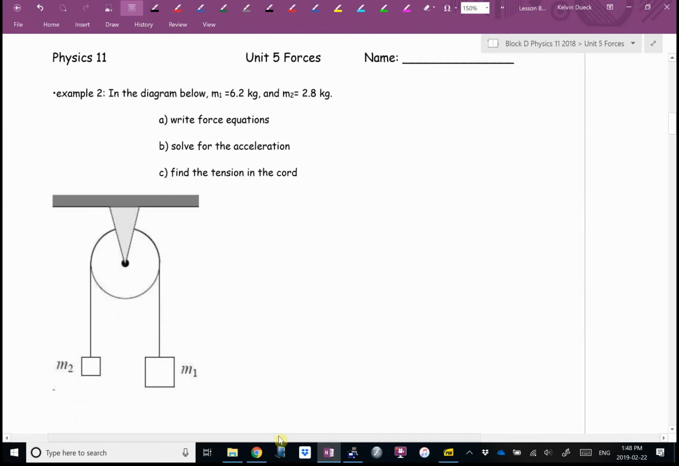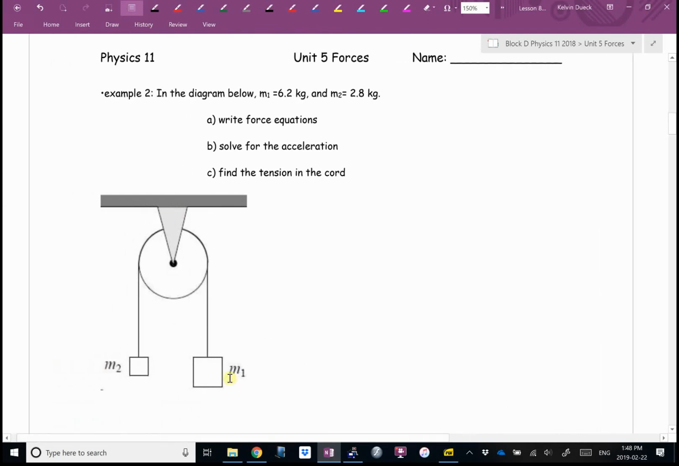So let's do one with numbers. I'd like example 2. There's going to be an Atwood machine on your test. I'm just going to tell you right now. I guarantee it. And what I'll do is I'll give you both masses and I'll ask you to find the acceleration and I'll ask you to find the tension. Okay. In the diagram below, M1 is 6.2 kilograms. M2 is 2.8 kilograms. If you want to write those in, you can. You don't have to. I can remember that they're there.